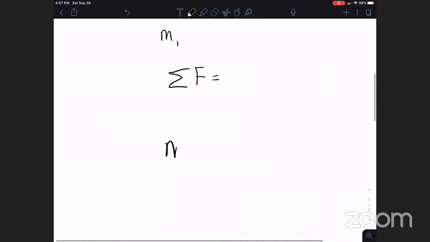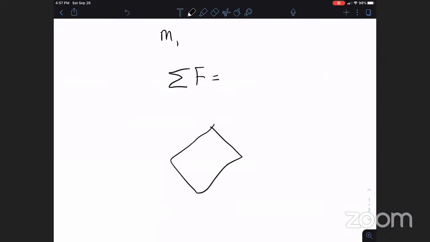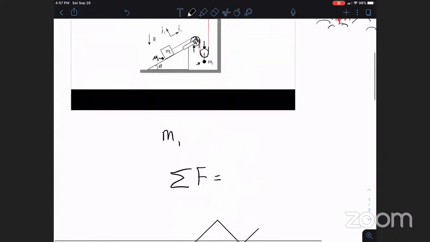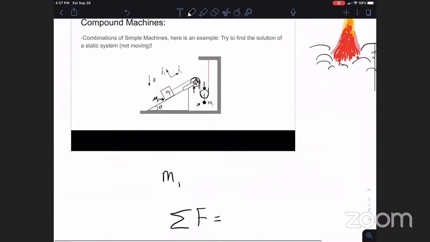So mass 1 is on a ramp right now. So we're going to draw a nice rectangle. There we are, or that's a square. I want a rectangle. Thank you, sir. And now we're going to have mass 1 here, and now we have this on a ramp. So we have the force here from this rope being applied to it.